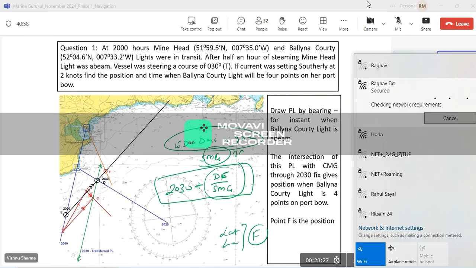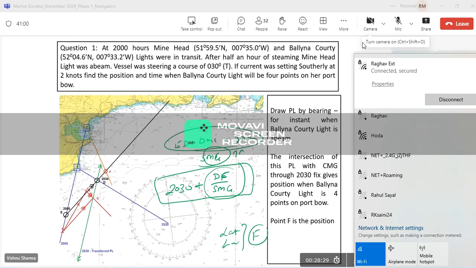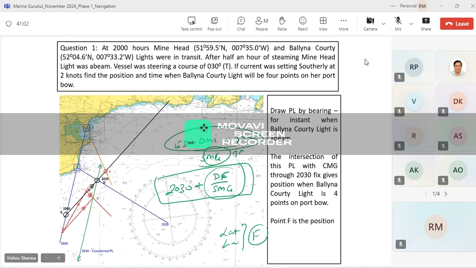When will the vessel reach point F, am I clear? Yes or no? Is this question well understood, guys? Running fix concept. Yes, sir.